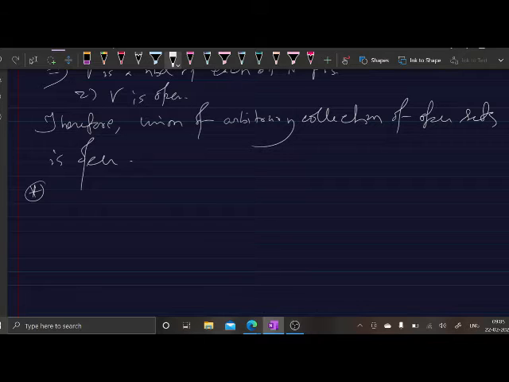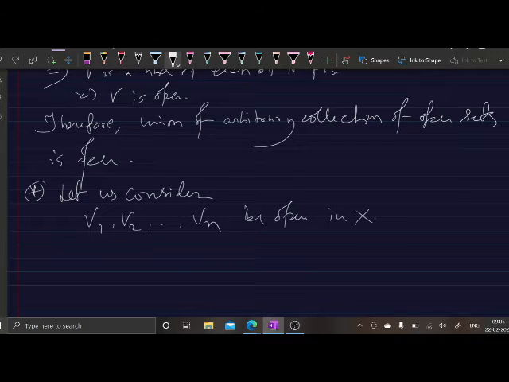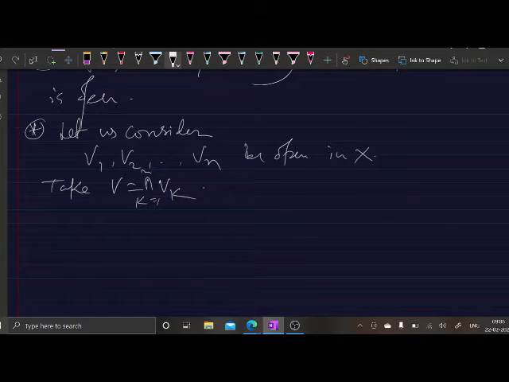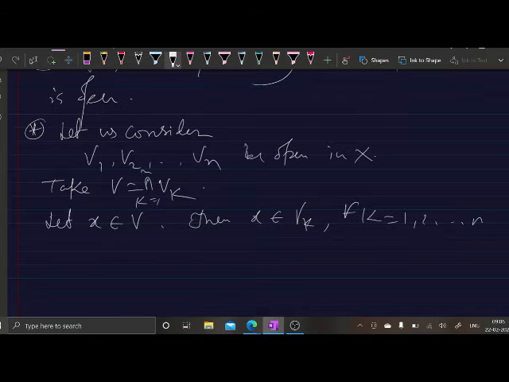Now in terms of intersection, let us take finitely many open sets V_k, open in X, and take their intersection V equals the intersection of V_k, k equals 1 to n. Then let x belong to V; then x is in each V_k for all k equal to 1 to n.